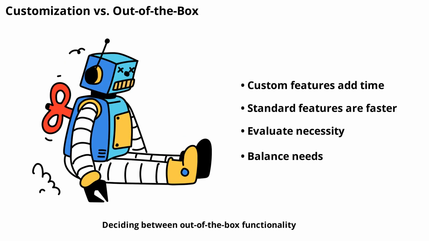Deciding between out-of-the-box functionality and customizations impacts your timeline. Custom features can add significant time and complexity, while using standard features speeds up deployment. Carefully evaluate which customizations are truly necessary to meet your business goals.